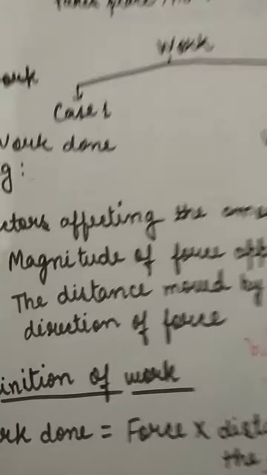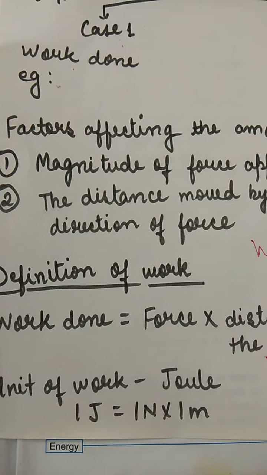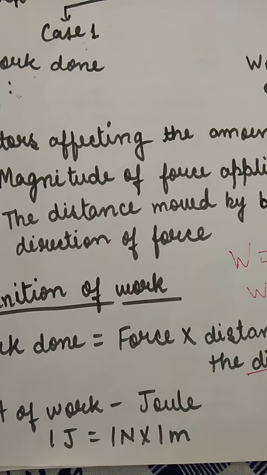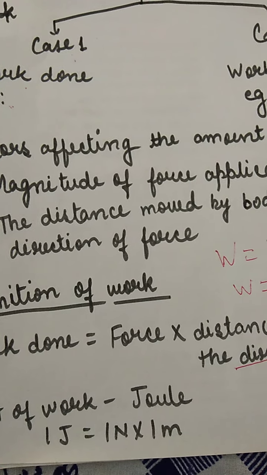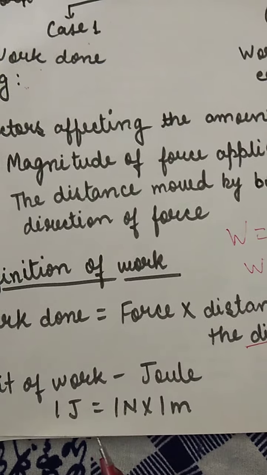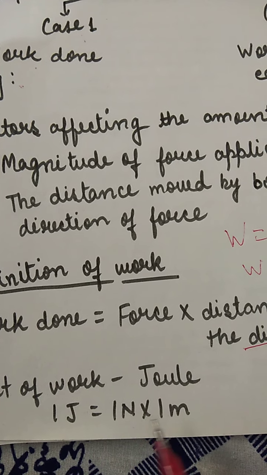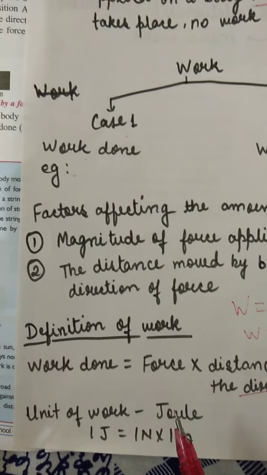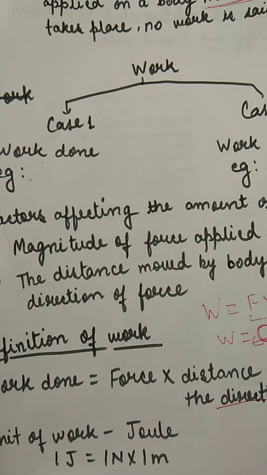Next is the unit of work. The unit of work is joule, and 1 joule is defined as the work done when a force of 1 Newton is applied to move a body through a distance of 1 meter. So 1 joule is equal to 1 Newton into 1 meter. This is the definition of 1 joule, and the unit of work is joule. I hope students you are clear up till this much.